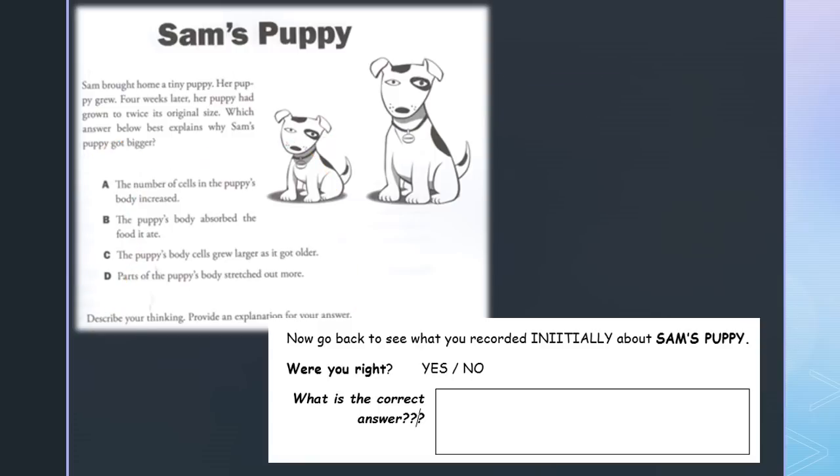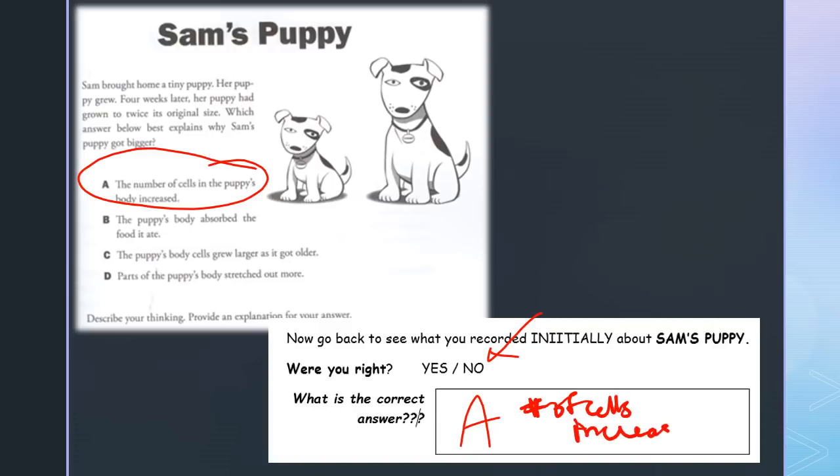And whoops, that answer would be A, right? So were you right, yes or no? The correct answer is A, which basically means number of cells increase in order for growth to happen. Sorry, that's messy.